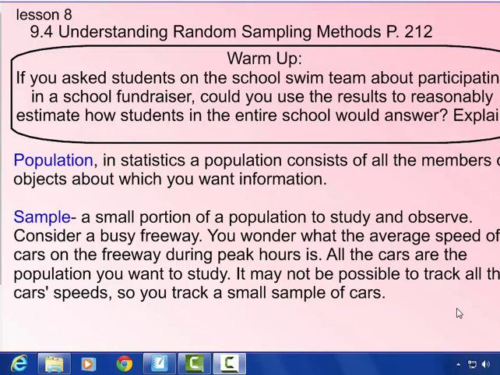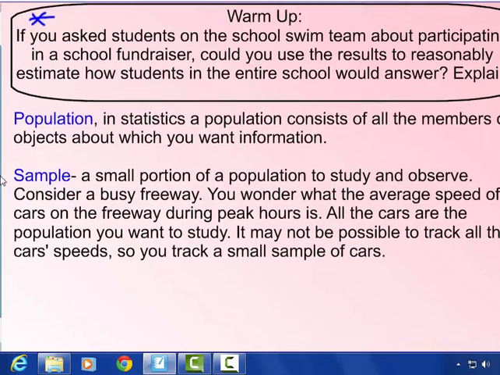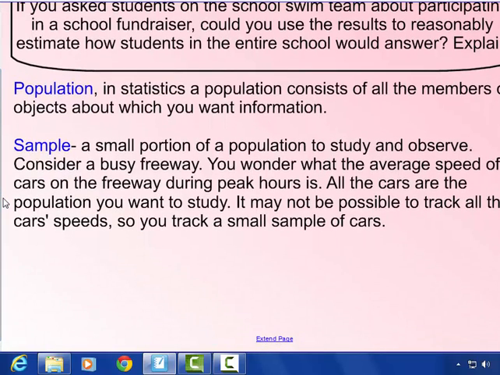This is Lesson 9.4, Day 2, Random Sampling Methods. I'm going to ask that you answer this warm-up question on your own. So I'm going to go right down to the two definitions here, which we have talked about.